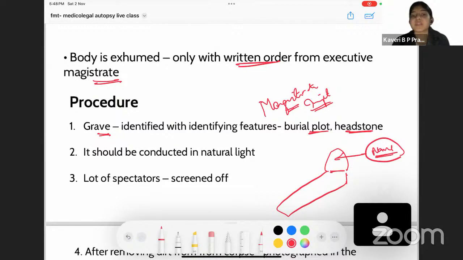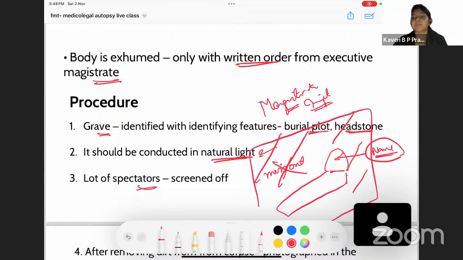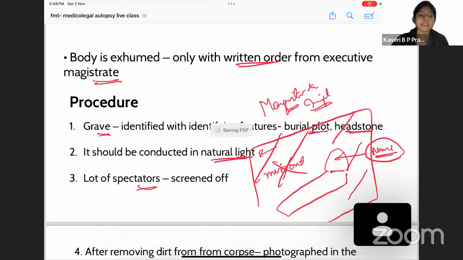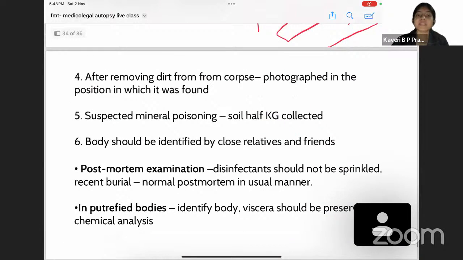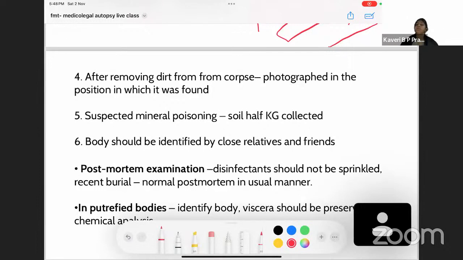It should be conducted in natural light because we do not want to miss any of the findings. So in order to prevent missing any of the findings, we do it under natural light. And if there are a lot of spectators, that is so many people watching whatever you're doing, this entire thing should be screened off to avoid visualization by the spectators. After you identify and open up, you remove the dirt, clean up the corpse, and after you clean up the corpse, you take a photograph, because this photograph will act as physical proof to tell you about the position of how the body was found.